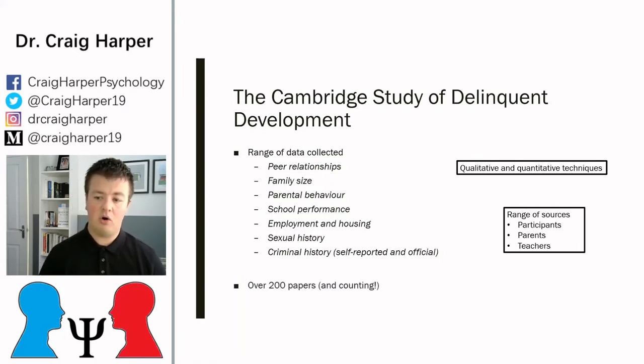At the time of recording this, there's been so many papers published from the Cambridge study, it would be impossible for me to cover all of them, not necessarily in a single video, but in a series of videos, I think. So there's been well over 200 papers that have been published from this study, from this data set, and you can find some of those on the website of David Farrington, which is linked at the beginning of the video.